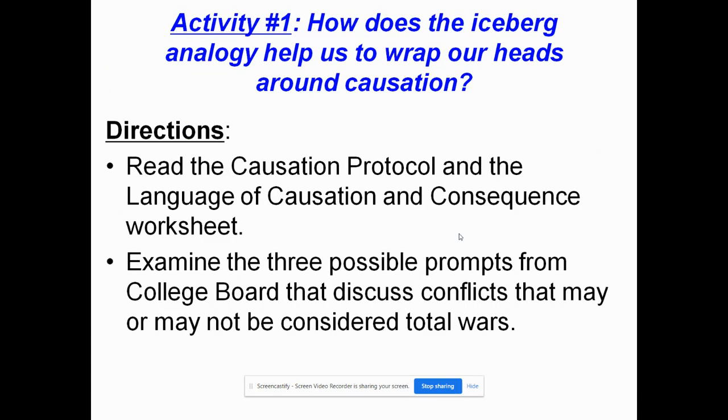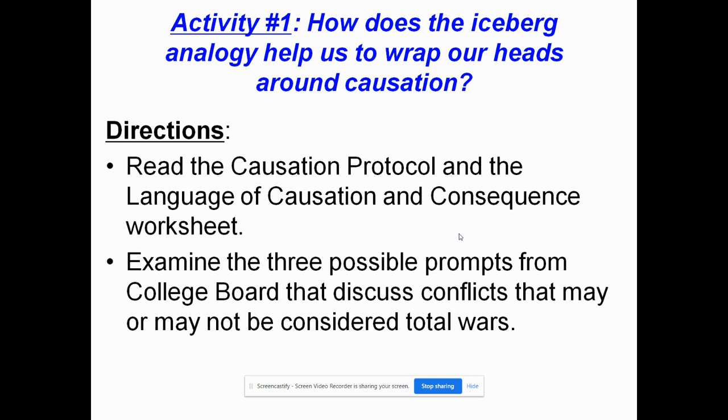Okay. So how does the iceberg analogy help us to wrap our heads around causation? So in the document, there'll be a couple of things for you to look at. There is the causation protocol, and that's what you're actually going to have to complete for the essay prompt that you choose to write about. And then the language of causation is really useful because it helps you to kind of think about how you would write about these documents.